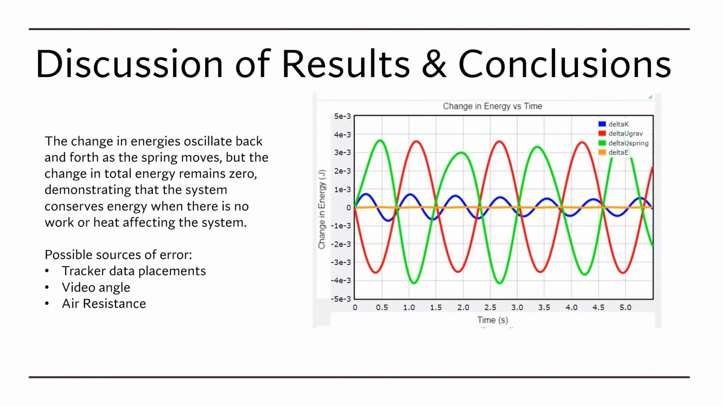So as you can see, the change in energies oscillate back and forth as the spring moves, but the change in total energy remains 0, demonstrating that the system conserves energy when there is no work or heat affecting the system. Possible sources of error are that when placing Tracker data points, the point was not at the exact same place each time on the mass. The video could have been taken at an angle, which could skew the position data. There is air resistance that affects how the mass on the spring moves, and since this is not an ideal world, there is work and heat, even if it's minimal amounts, transferring in and out of the system.